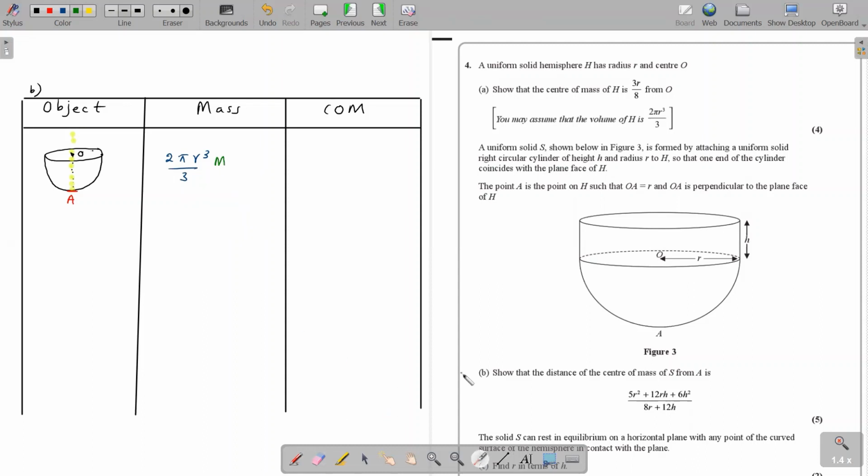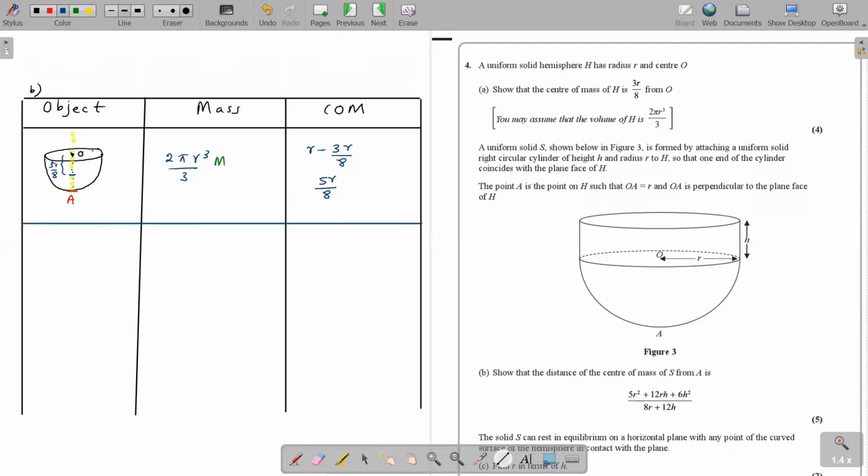And then the next one, center of mass. How much is the center of mass? 3r/8 from O. If it's 3r/8 from O, I want the distance from A. 3r/8 from O. How much is the distance to the center of mass from A? OA is radius r, right? So r minus 3r/8. How much is the distance? 5r/8. Do you get that? 5r/8. So this is the first object.